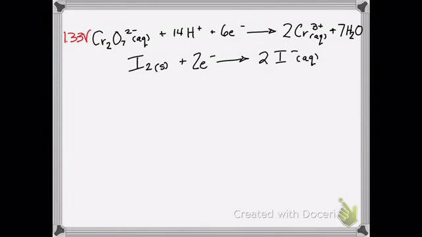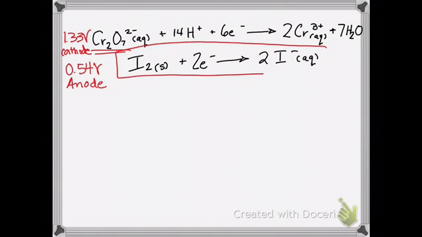This iodine has a cell potential of positive 0.54 volts. So obviously we're going to make the dichromate be our cathode. That's where reduction happens. And we're going to make the iodine be our anode. So we're going to take this iodine reaction right here and flip it.